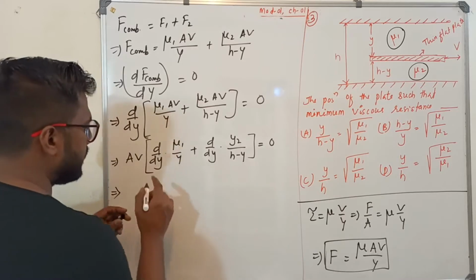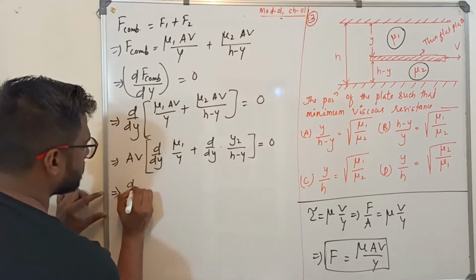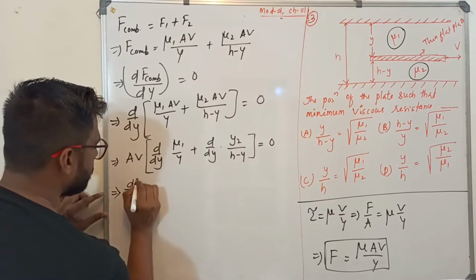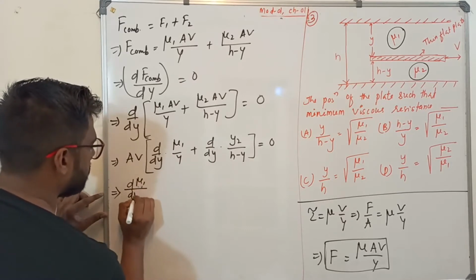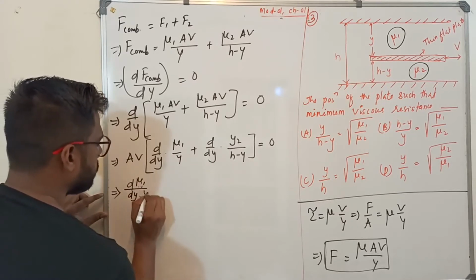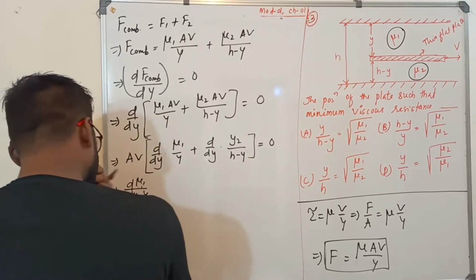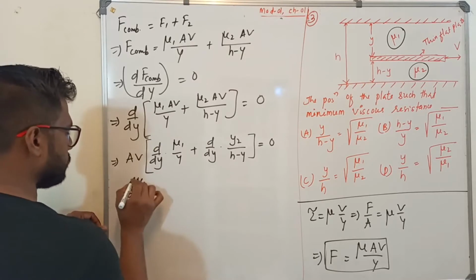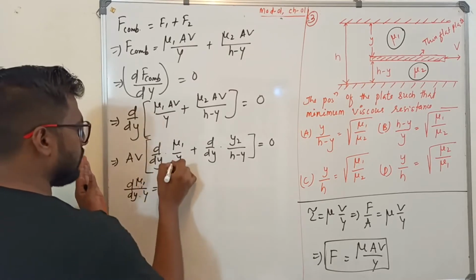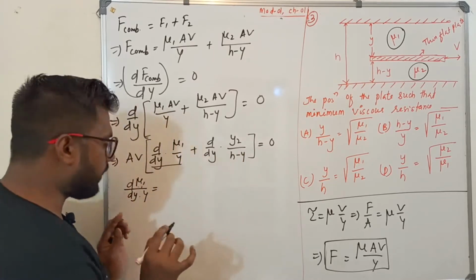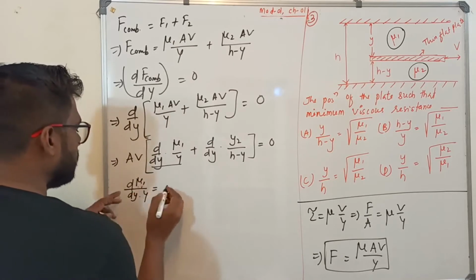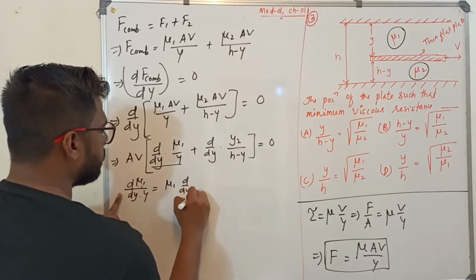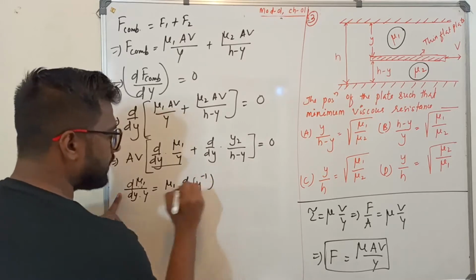Now targeting this portion, that is d by dy of mu1 into 1 by y. Take this mu1 outside. Only I am solving this one, I will solve this separately, then I will add. So what will you get? Take mu1 outside. You get d by dy of y to the power minus 1.